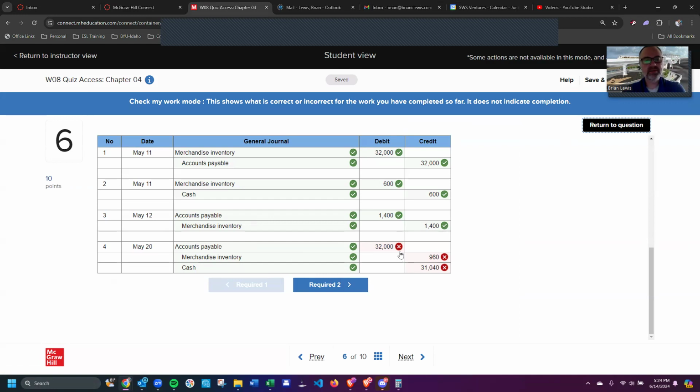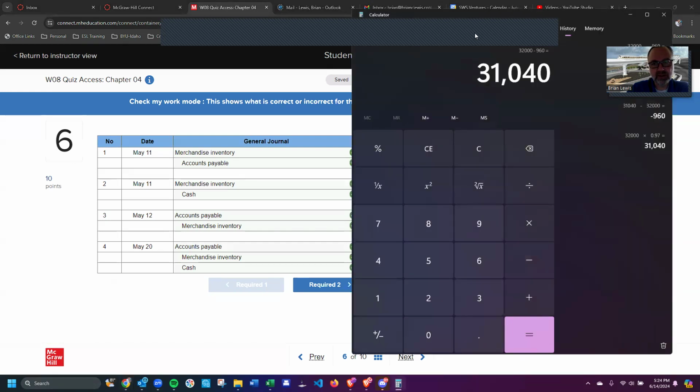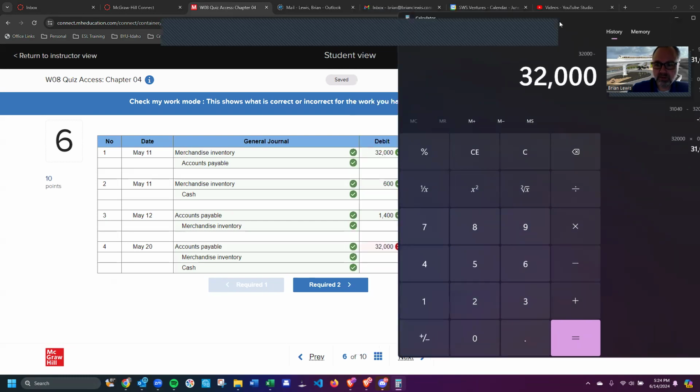Oh. Herein lies my problem. I forgot about the inventory return. Because we had the 32 minus the 14 is what's in accounts payable at this point. And so these are all wrong. So what we should have effectively is, let's move this over a little bit, 32,000 minus 1,400, that's what's owed, right? And then we're going to times this by 0.03, and that's what we're going to take the discount of.